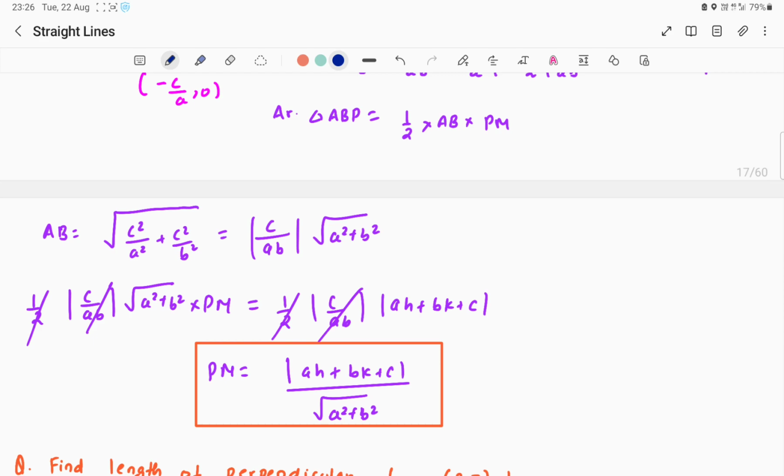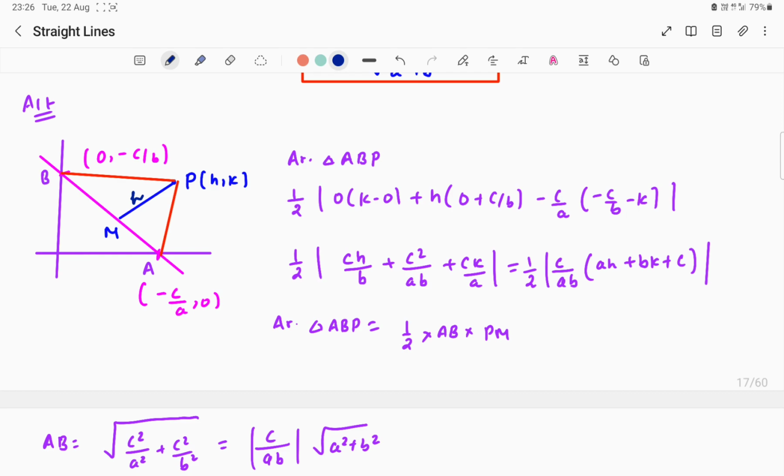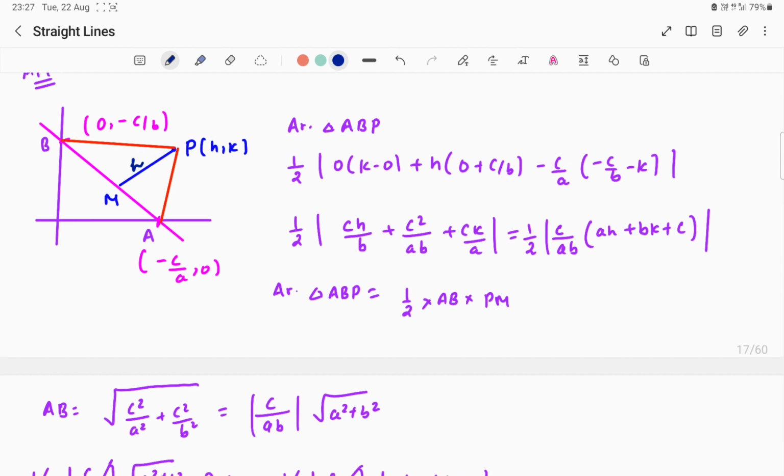The height is equal to mod of ah plus bk plus c divided by root under a square plus b square. What is ah plus bk plus c? In place of x, we substituted the x coordinate, which is h, and in place of y, we substituted the y coordinate, which is k. I hope it is clear. I mean, the simple funda is, proof is not needed, but in case you are at all interested, write the area of the triangle using the coordinate system, write the area of the triangle using half into base into height, and equate them; you can find the height.